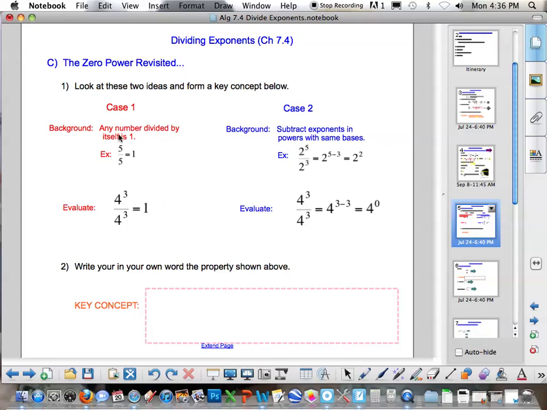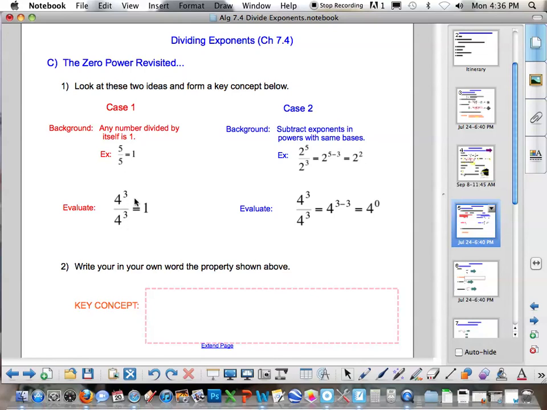Okay, so what we have to understand is that any number divided by itself is 1. If I have 5 divided by 5, or 5 over 5, I have to get 1. If I have 4 to the third power over 4 to the third power, those are the exact same thing in the numerator and the denominator, and that has to give us 1.